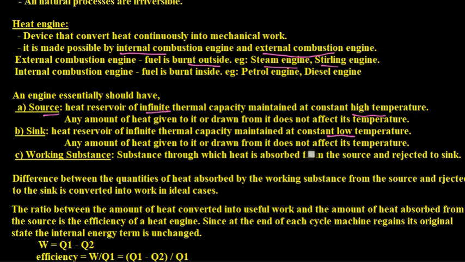So there will be a difference between the quantity of heat absorbed by the working substance from the source, which is usually denoted by Q1, and the heat rejected to the sink, which is usually denoted by Q2. This difference between these two quantities of heat, that is Q1 minus Q2, is converted into work in ideal cases.